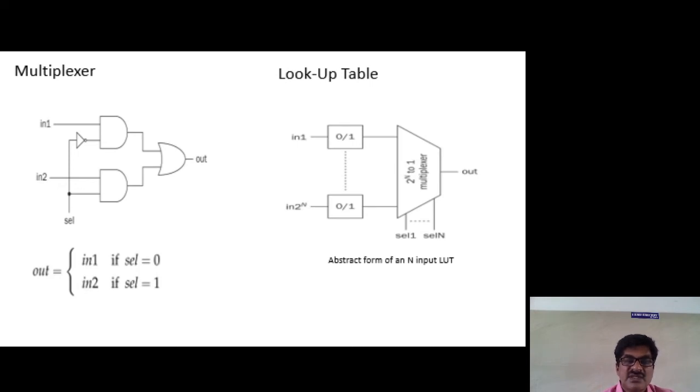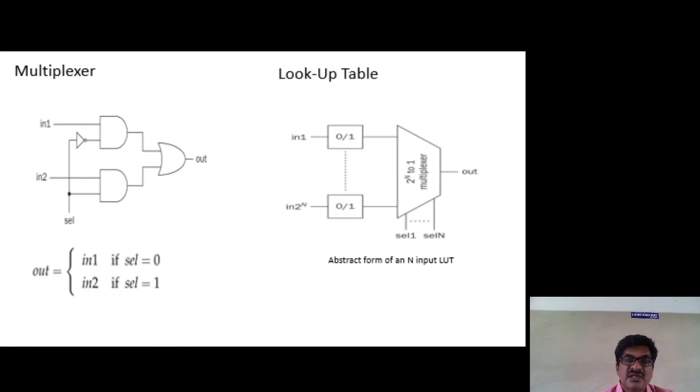Suppose if one input is 1, the output of the AND gate is equal to the other input. So the output of the second AND gate is 0, whereas the output of the first AND gate is in 1. Now for the OR gate, one input is in 1, the other input is 0. In the OR gate case, if one input is 0, the output of the OR gate is equal to the other input. Therefore, out equals in 1.